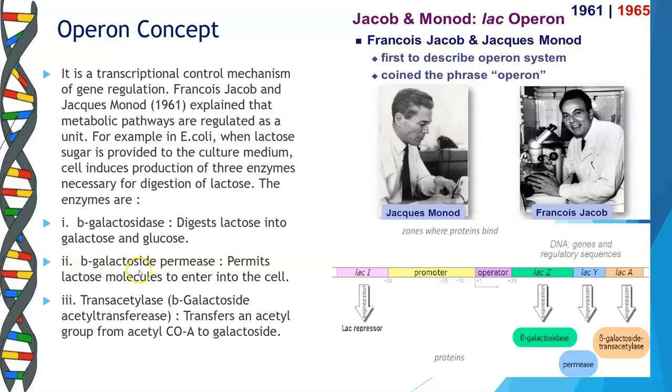Then you have beta-galactoside permease. This permits the entry of lactose into the cell. And you have transacylase, which is required for the transfer of an acyl group from acetyl-CoA to galactoside.